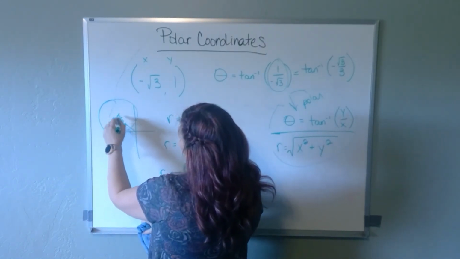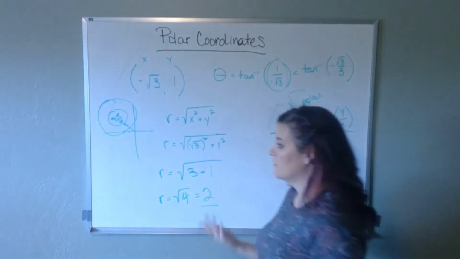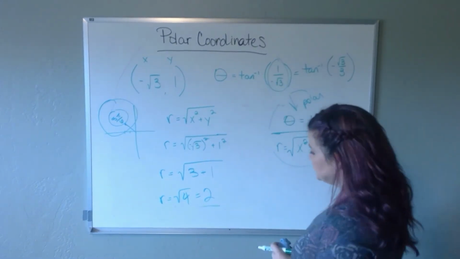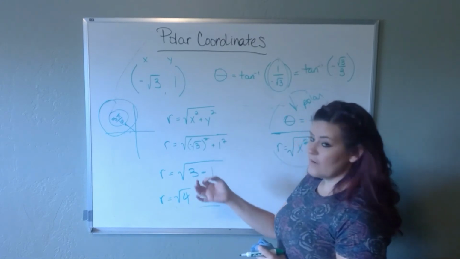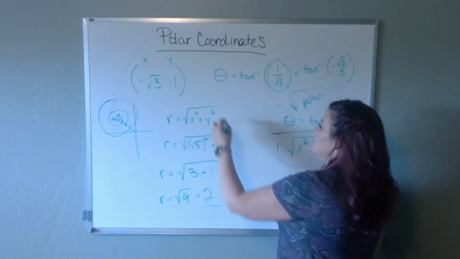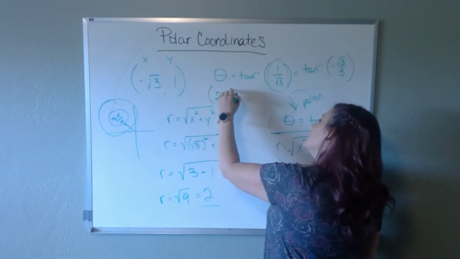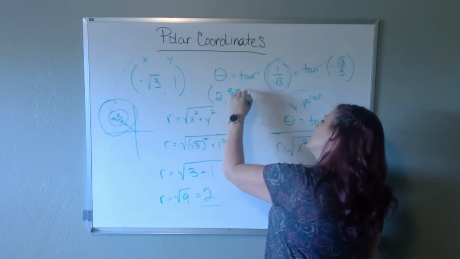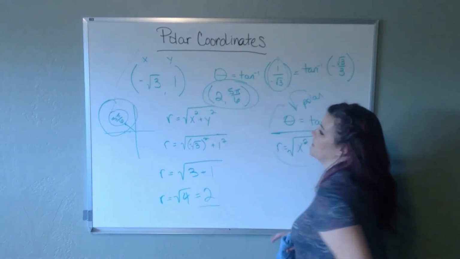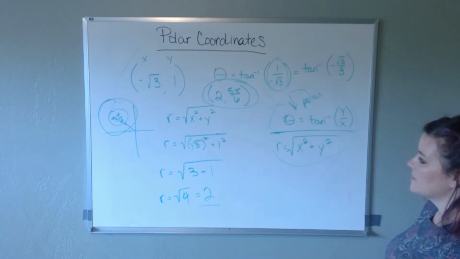I don't know why I circled that so many times. But theta is 5 pi over 6. And r is 2. So I get this particular coordinate pair right here, 2, 5 pi over 6.